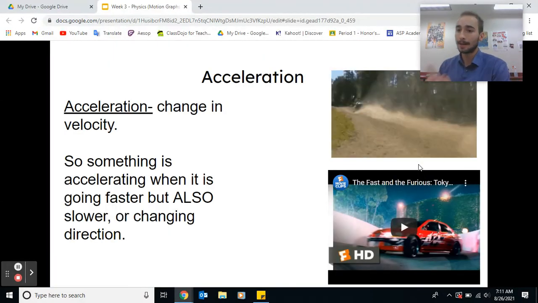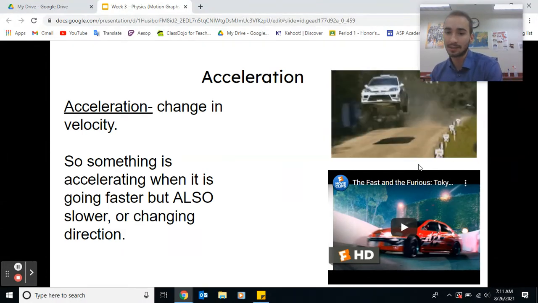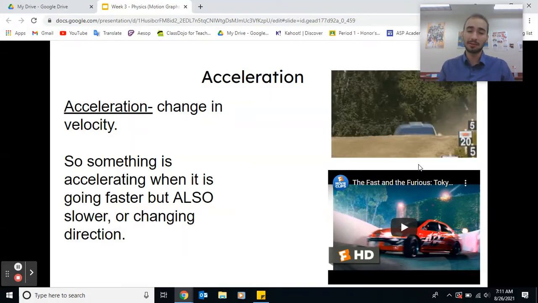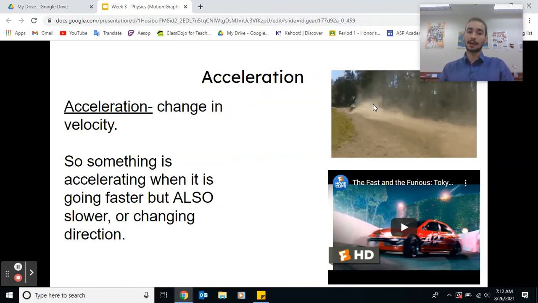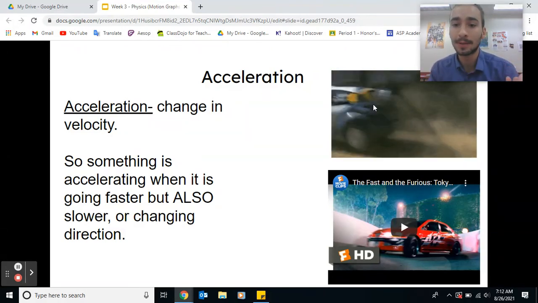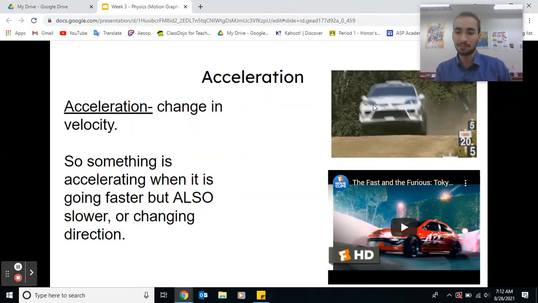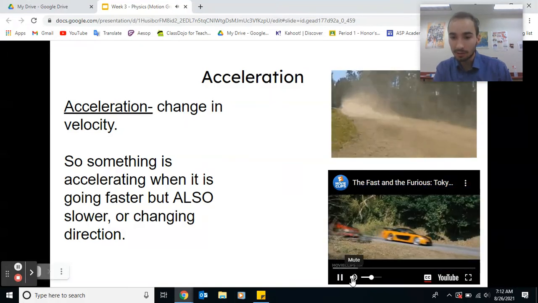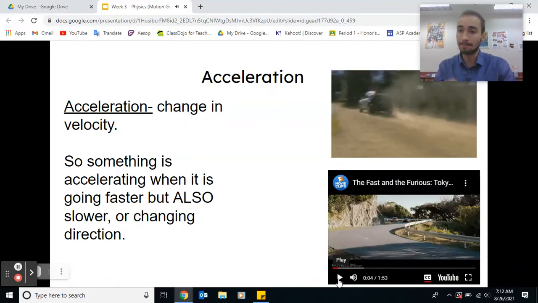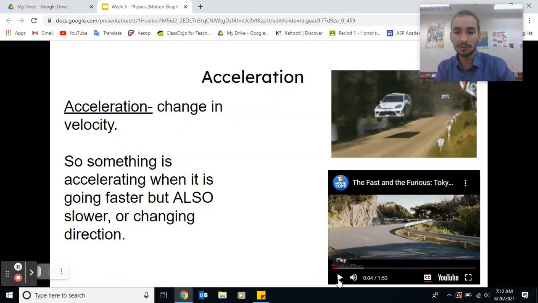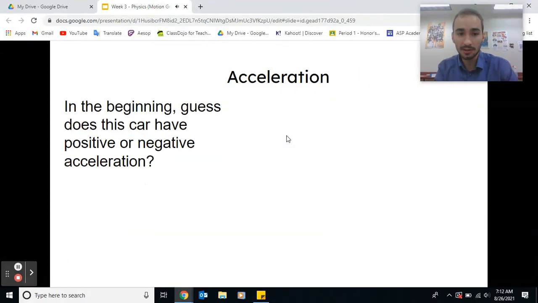Okay? A new word for you is acceleration. Acceleration means change in velocity. So most people know what acceleration means already. They think it means going faster. But technically in physics, acceleration means anytime you change the velocity. So that can be slowing down or speeding up or changing direction. So drifting, like in Tokyo Drift, that is accelerating. Them going around the bend and drifting, that's accelerating, speeding up, and slowing down. Those are all acceleration.